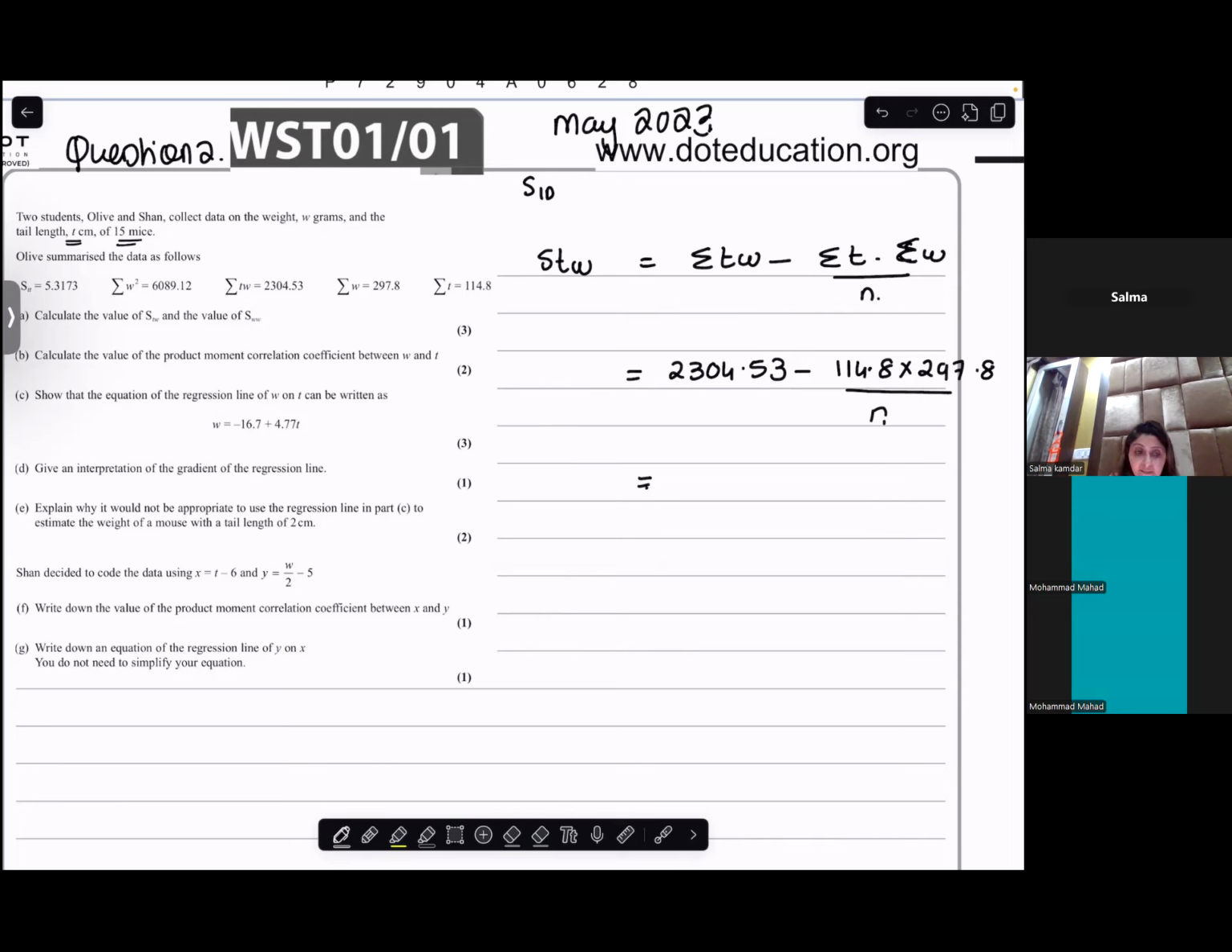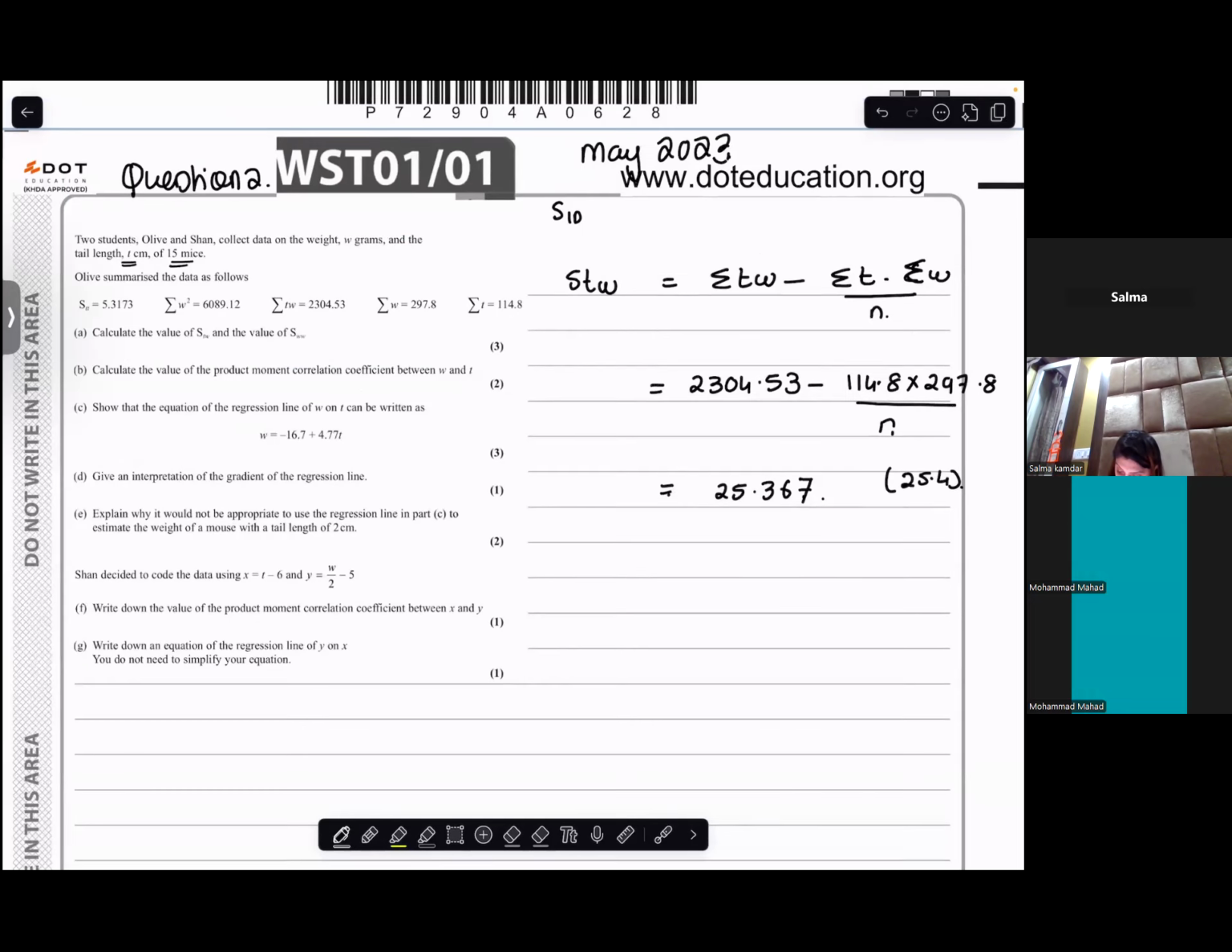Can you give me the answer, please? The answer is 25.367, which is 25 point something. Correct? Now I also have to calculate SWW. How would I calculate SWW?